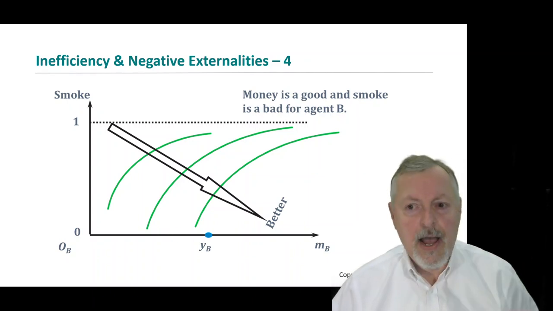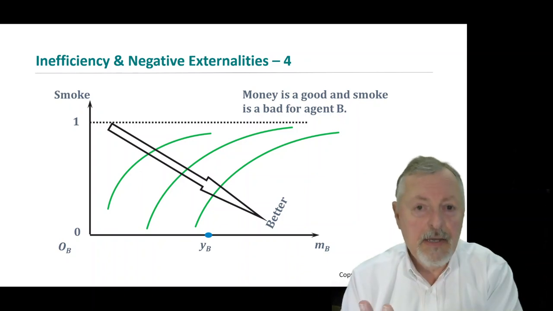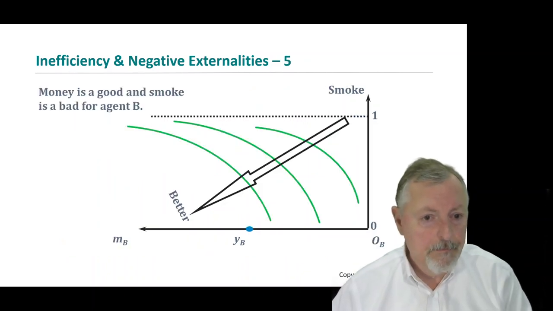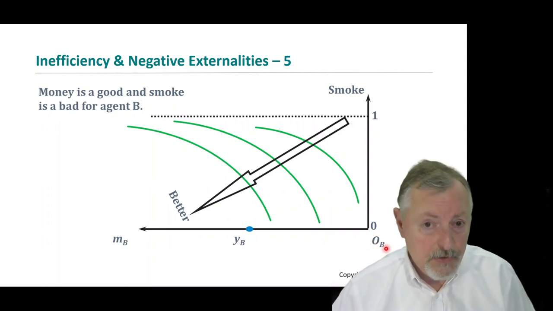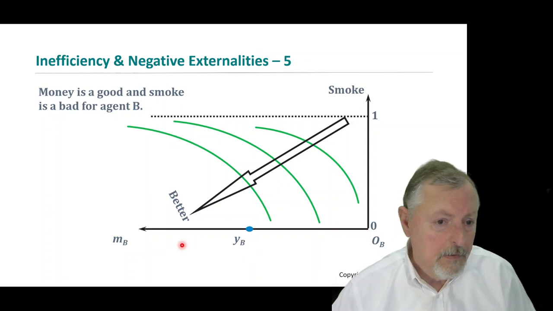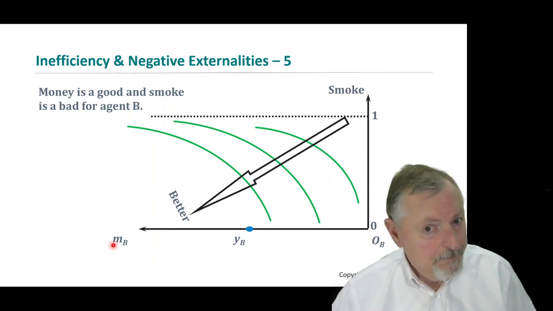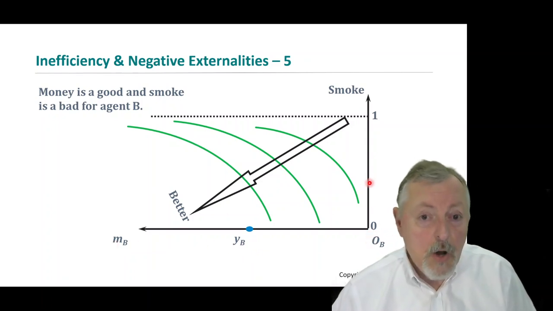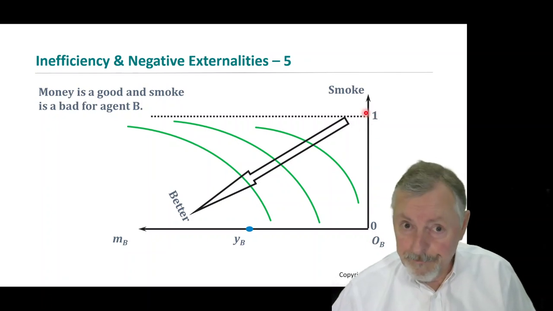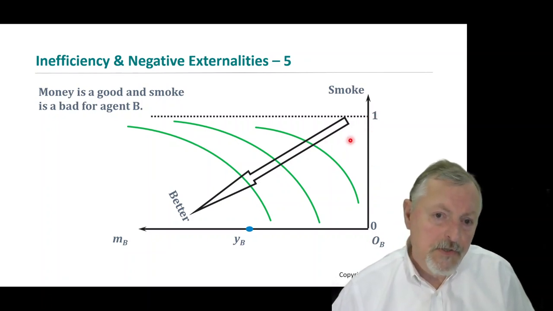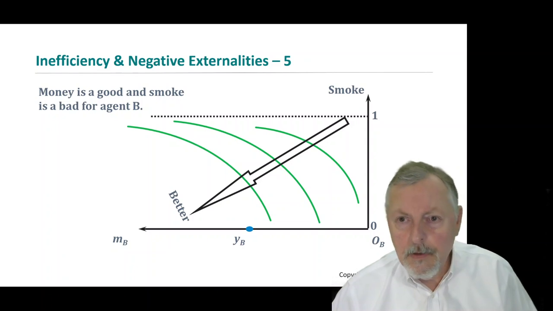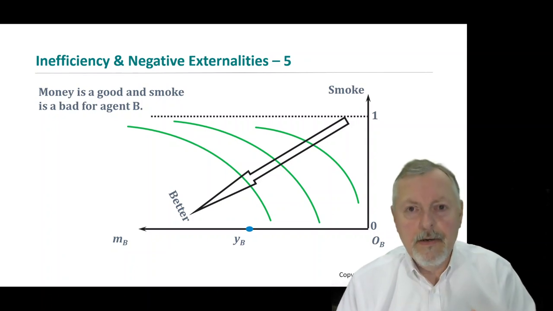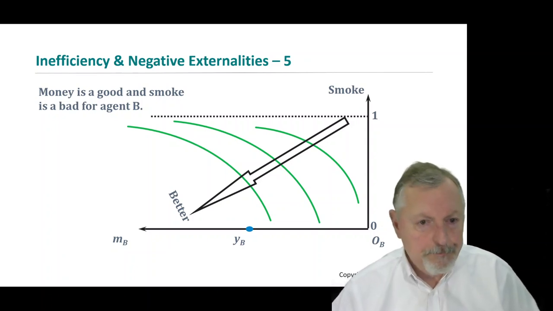Now let's take this graph and make it a mirror image. We're going to flip it. Oh, here we go. Now the origin is down here on the right for this person. More money is to the left. More smoke is still up. So now this person's indifference curves go this way. So better is down to the left. By flipping it, we can create an Edgeworth box that's easy to see.